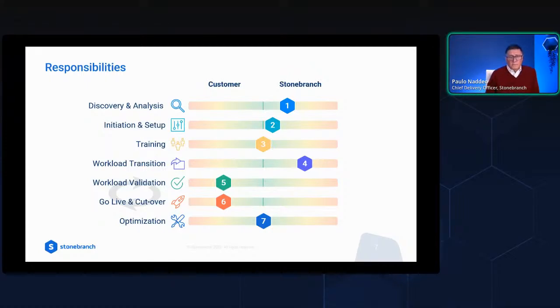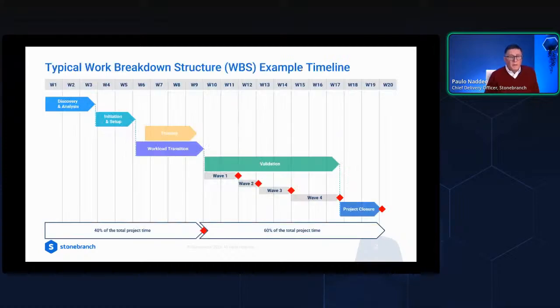So how does a typical project plan look, right? A typical workload breakdown structure. The weeks here are just an example, right? They do not map to any specific length of a project. But it shows that the activities that Stonebranch executes are in the very beginning of the process, while the validation is in the last phase of it, right?